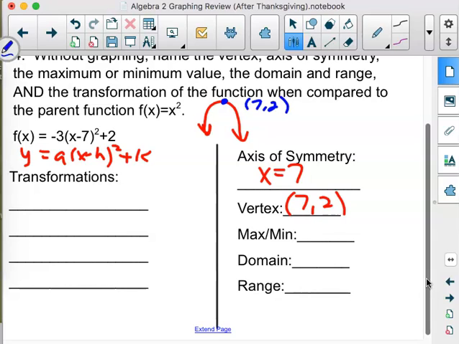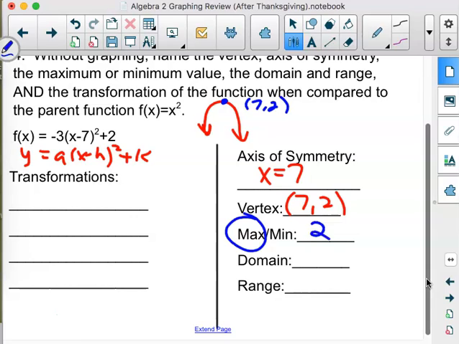Now with just that little sketch, does this have a maximum or does it have a minimum? A max. And what is the highest value that it reaches? 7. Oh, not the x though. Remember high. Yeah, because it's the y values. So it's going to be a 2.